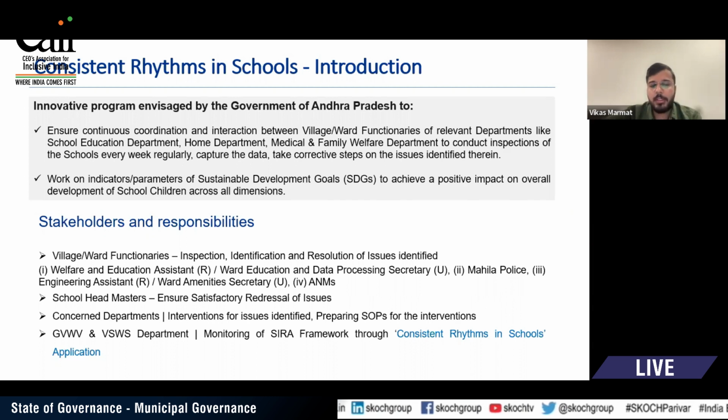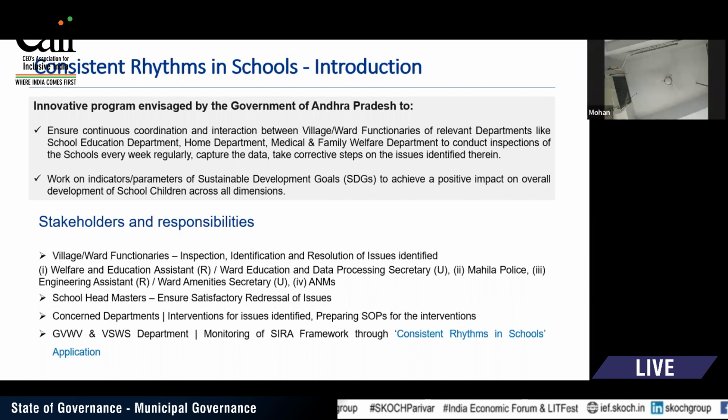Then we took the service of the engineering assistant, who is responsible for all the infrastructure works in the area. So be it school, be it any kind of drainage problem or any kind of road construction, any kind of construction infrastructure problems, the engineering assistant will be responsible. And then we have ANMs, auxiliary nurse midwives, who are responsible for taking care of all the health related issues, but mainly as far as school is considered, they are more concerned about the quality of midday meals and how the quality of food is. So these 4 functionaries. Sumant, can you go to the next slide?